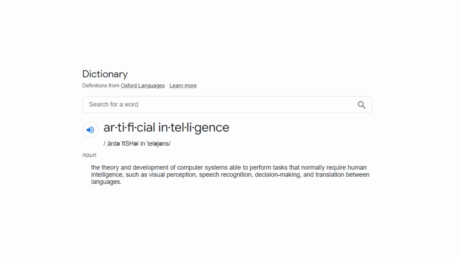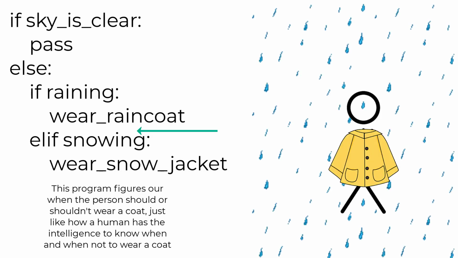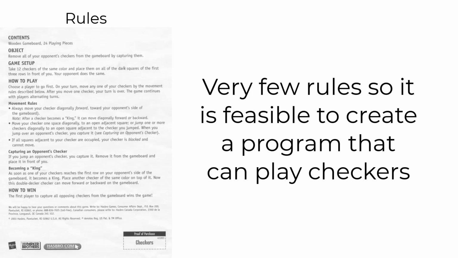Artificial intelligence is the field of study about creating machines with human-like intelligence. AI models follow a set of rules they've been given, and complete tasks based on those rules. For example, you could create an AI model that can play checkers, because there are certain rules to playing checkers.